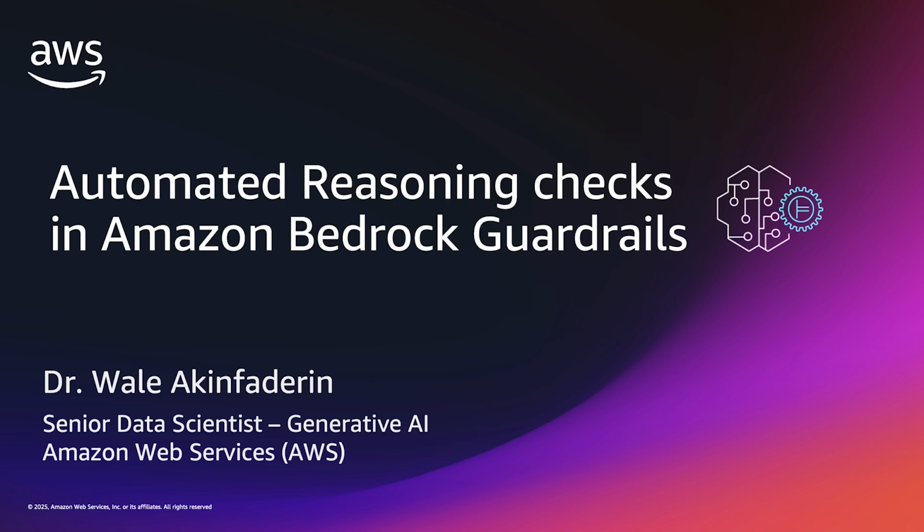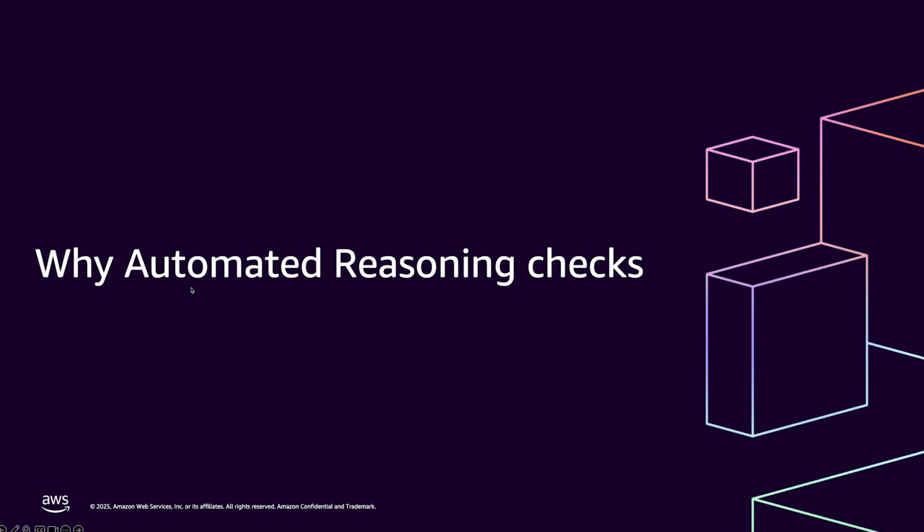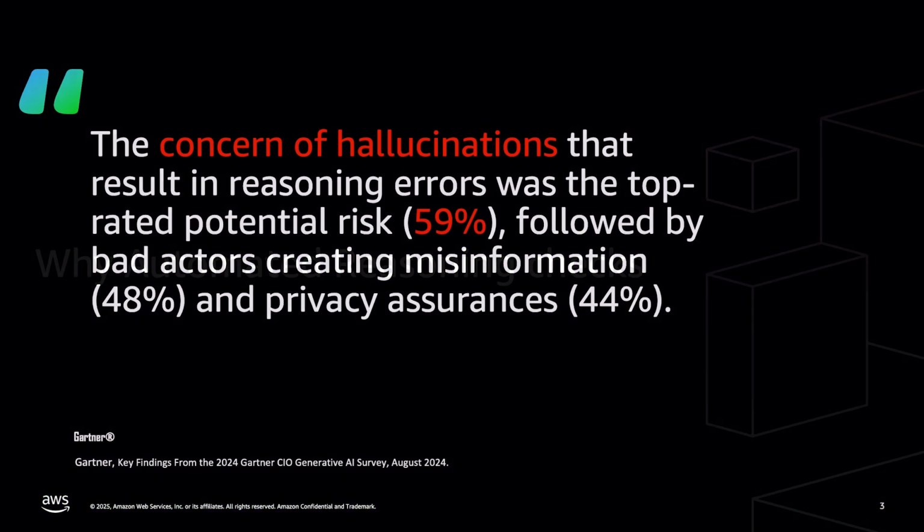I'll talk about why we need automated reasoning checks. I'll talk about what is automated reasoning, what are the differences between automated reasoning and machine learning, and then I'll also explain how automated reasoning checks in Amazon Bedrock Guardrails works. So let's get started. First, let's look at why automated reasoning checks.